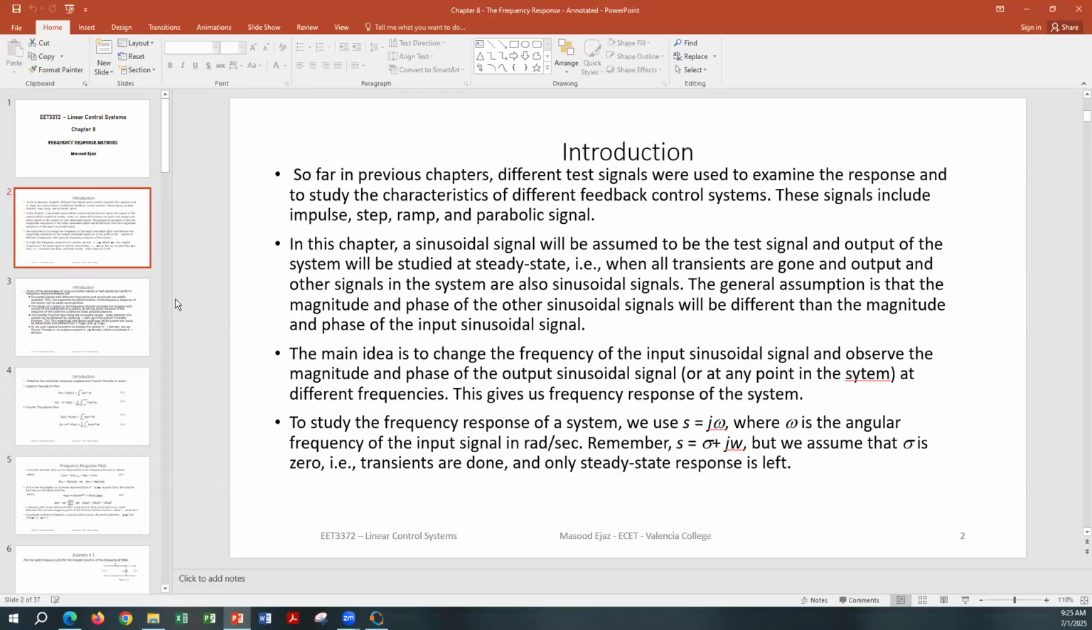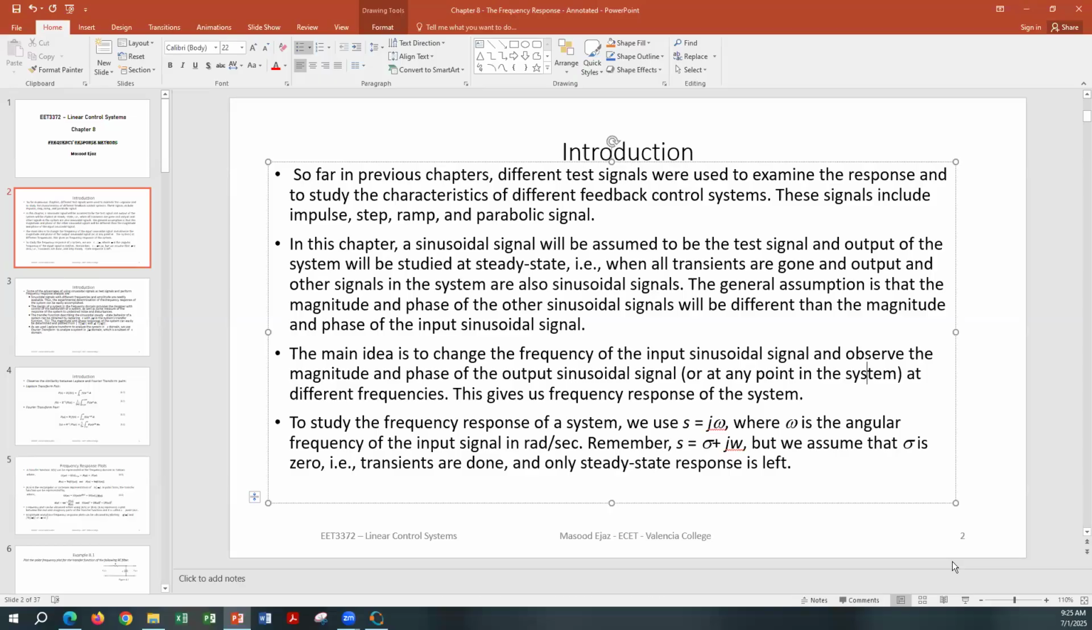Now, we're going to move away from the step signal, because again, with a step signal, you cannot change the frequency. It's just a DC signal, either on or off. So if you want to change the frequency, your input signal has to be a sinusoidal signal. And that's what we are going to take in this chapter, how the system is going to behave if your input is a sinusoidal signal.